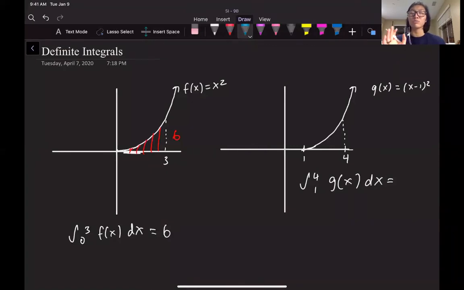Since all I've done is move my graph of f of x to a different place, I can realize that I've just moved f of x 1 unit to the right. The area doesn't change, especially because I'm taking the area of the same interval, just shifted over 1. So since the area is the same, this blue space right here is equal to 6 as well. So this definite integral is also equal to 6.